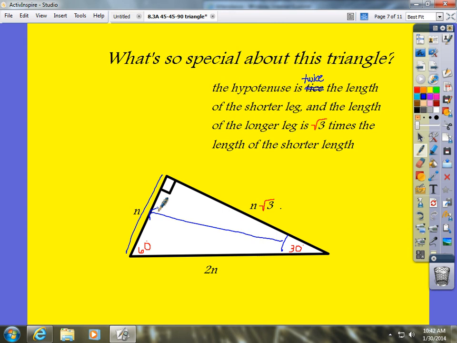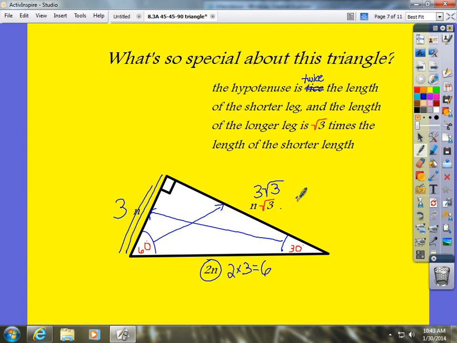So let's say that this side was 3. The hypotenuse would be 2 times 3, which equals 6. And the length of the longer leg is the square root of 3 times the length of the shorter leg. So this is the longer leg, the side across from the longest angle. And whatever the short side is, it's that times the square root of 3. So my longest side is 3 times the square root of 3.